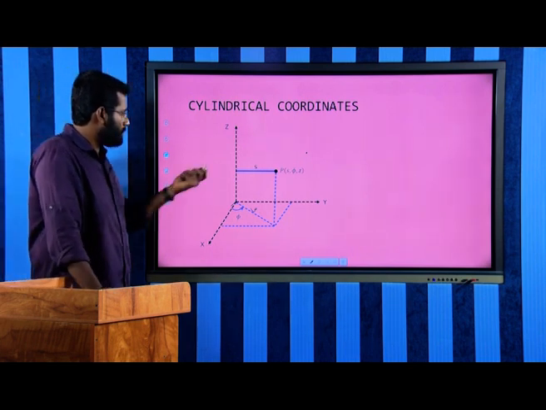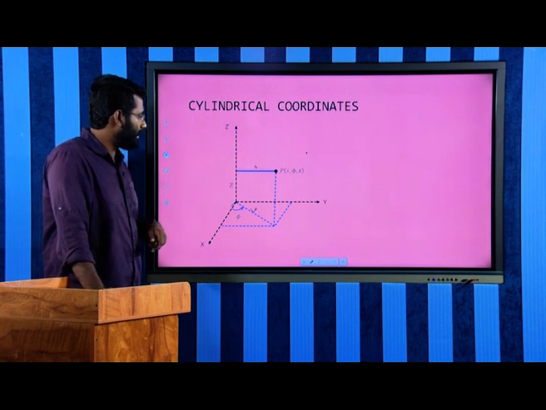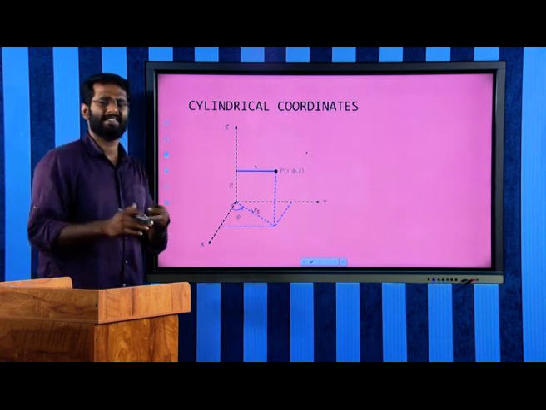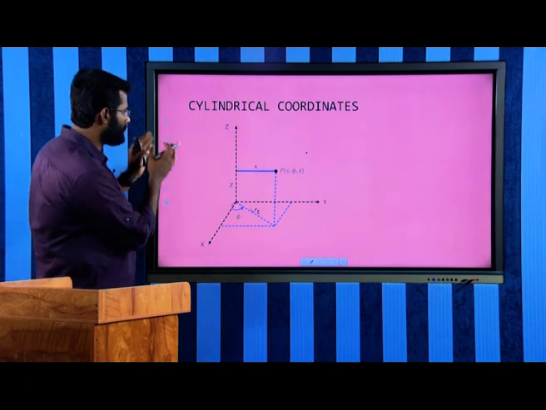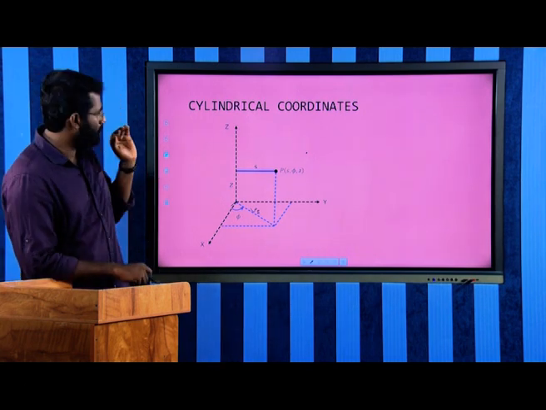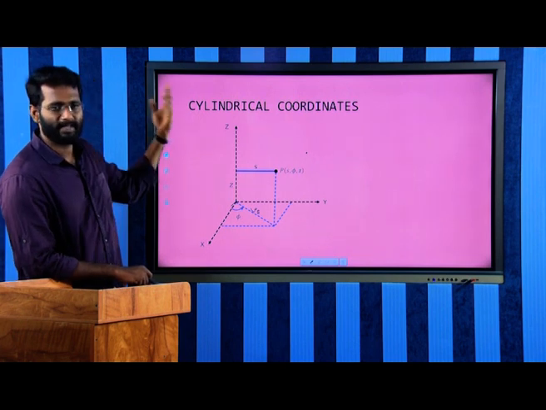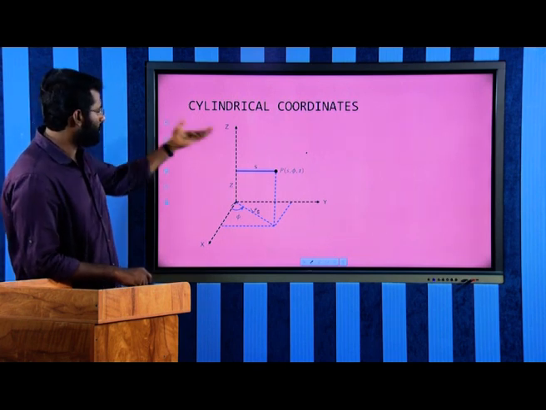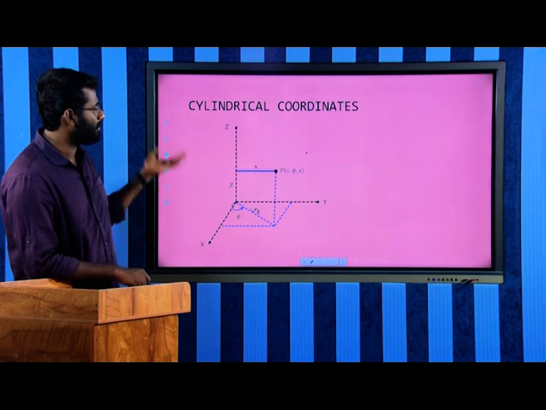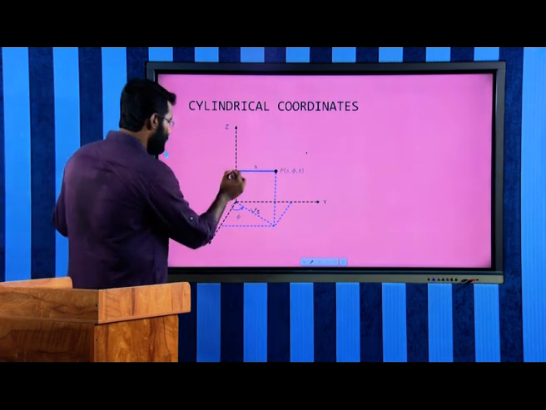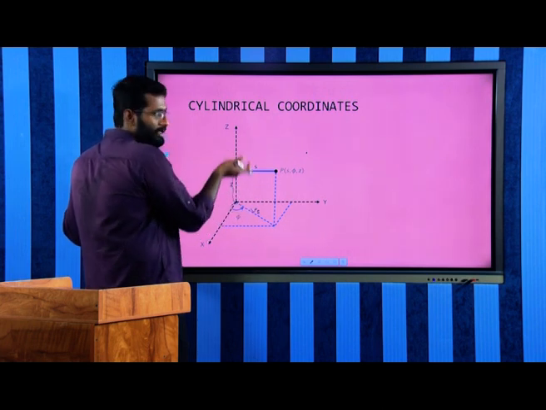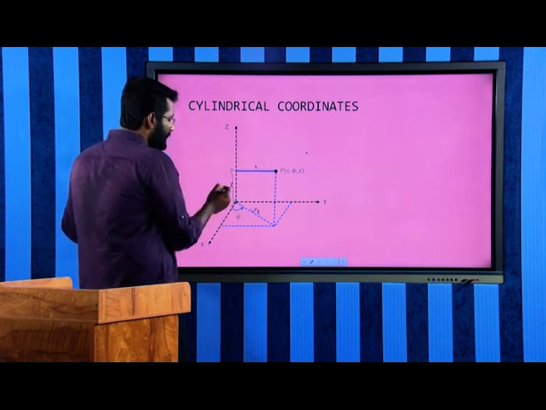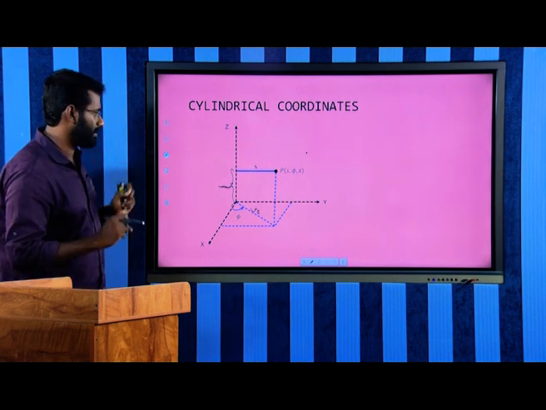Now, the next one. So we got S, phi, and the last one is Z. Z is the same as the Z coordinate in Cartesian. So, in this coordinate system, we took two of them: phi from the spherical system, and Z from the Cartesian system. How much it is at a height in the Z direction is measured as the Z coordinate.